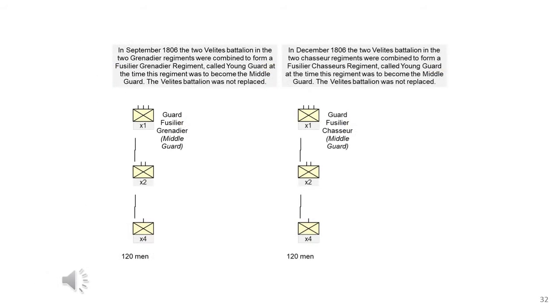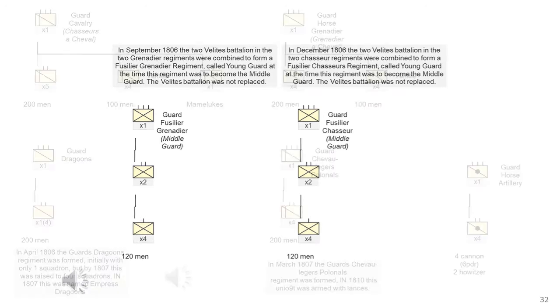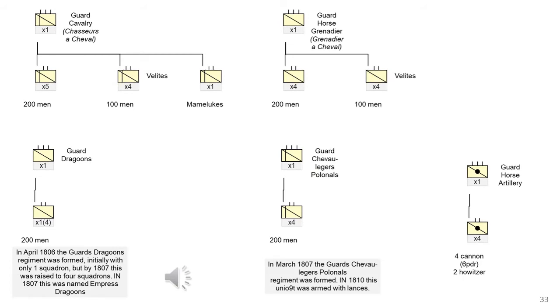The velite battalions, which were removed from the original Guard regiments, were increased in size to form 2 new Guard regiments, 1 Grenadier and 1 Chasseur. They were initially called New Guard because they were new, but became known as the Middle Guard in 1810. Until then, both these regiments were still considered as full Guard regiments in the Guard, although their nickname was New Guard. The Guard cavalry was more varied.